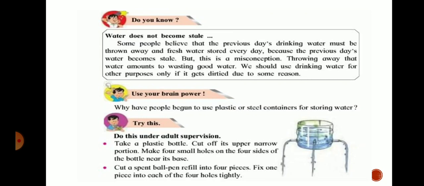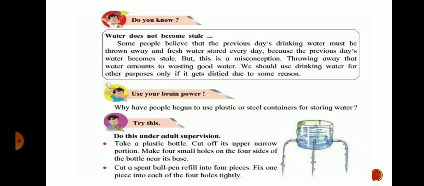Now you will see here is one diagram. The bottle is cut and from three sides the straw has been inserted from the hole, and upside the water is filled. Can you guess why this is being shown? What is written? Take a plastic bottle, cut off its upper narrow portion, make 4 small holes on the 4 sides of the bottle near its base. Cut a spent ball pen refill into 4 pieces. Fix one piece into each of the 4 holes tightly. Here they have said pen, but we can do with the help of straw also.